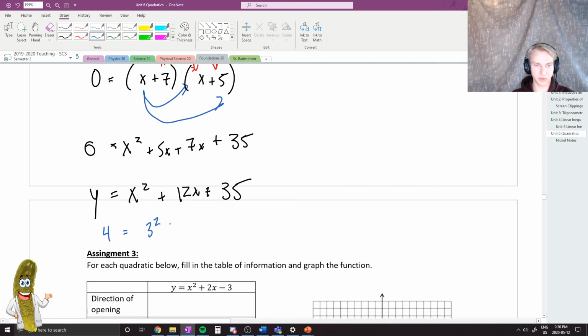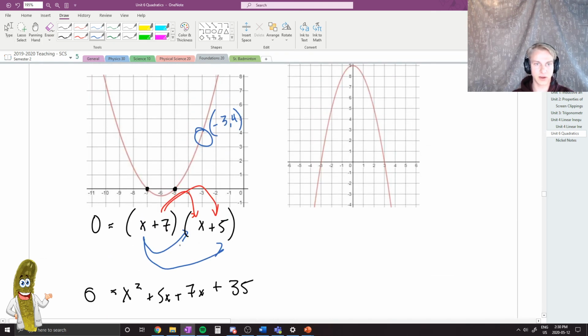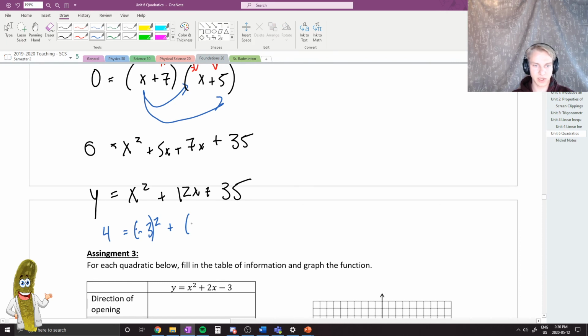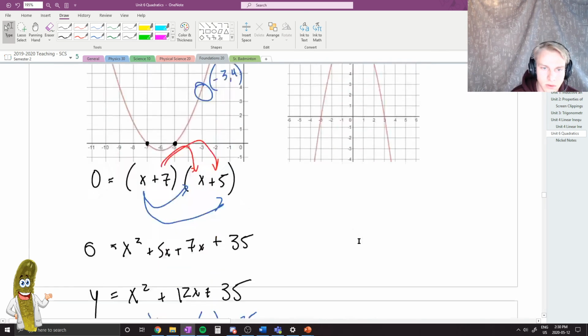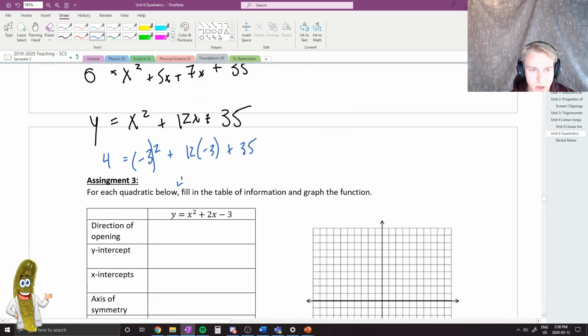My x value is 3. So 3 squared plus, actually it's negative 3. Negative 3 squared plus 12 times negative 3 plus 35. And let's see if that does in fact equal 4. So negative 3 squared will give me 9 plus 12 times negative 3 plus 35. And we find that 4 does not in fact equal 8.